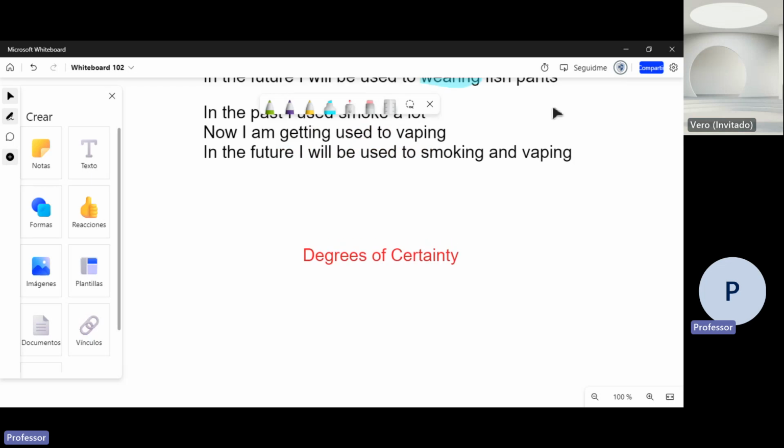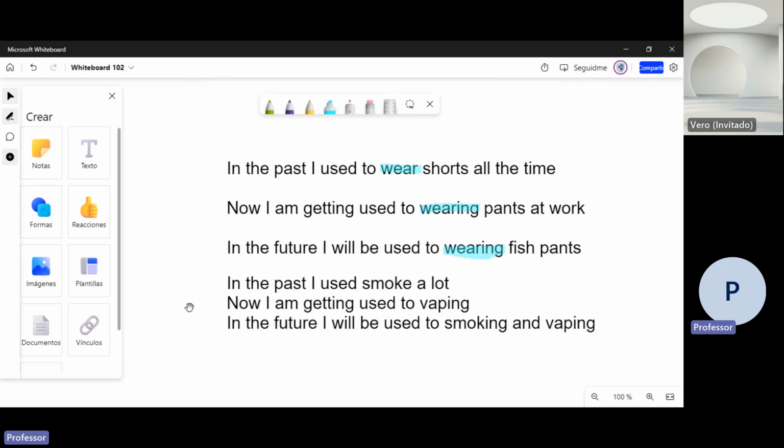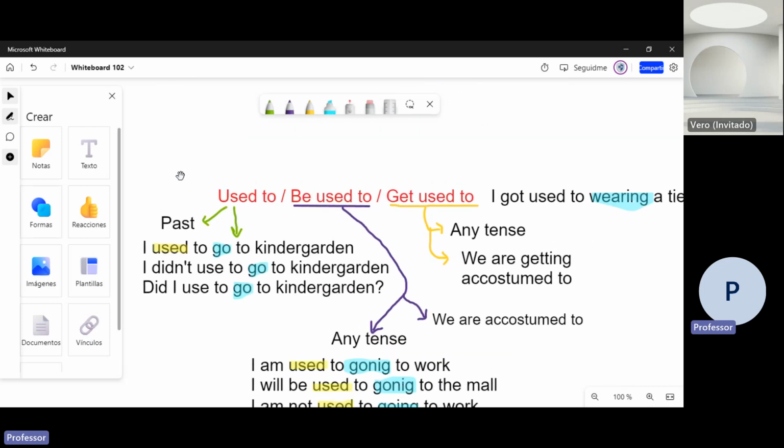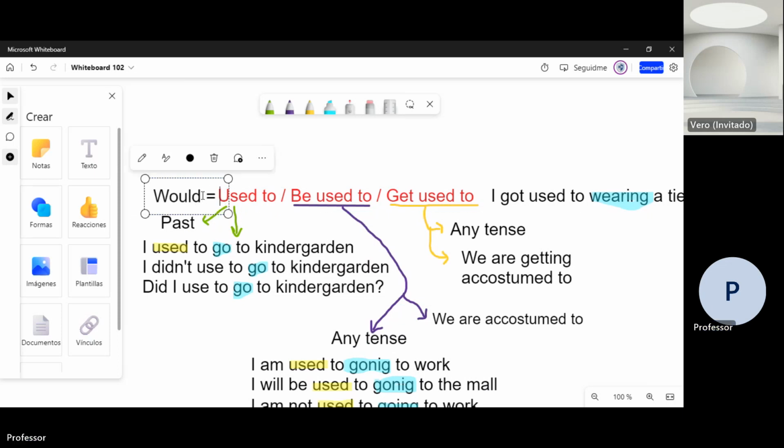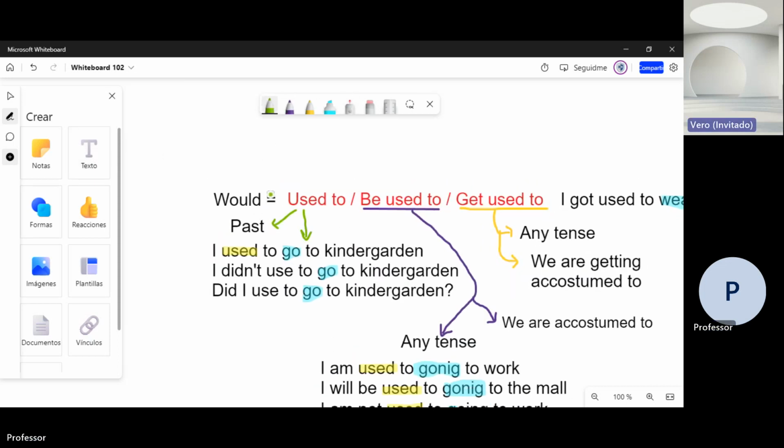Actually, before I go to the next topic, let me just add one more that we can use to express exactly the same. I don't know if you knew that we can use would. We can use would to express exactly the same as used to. Do you know that? Yes or no? I don't remember.